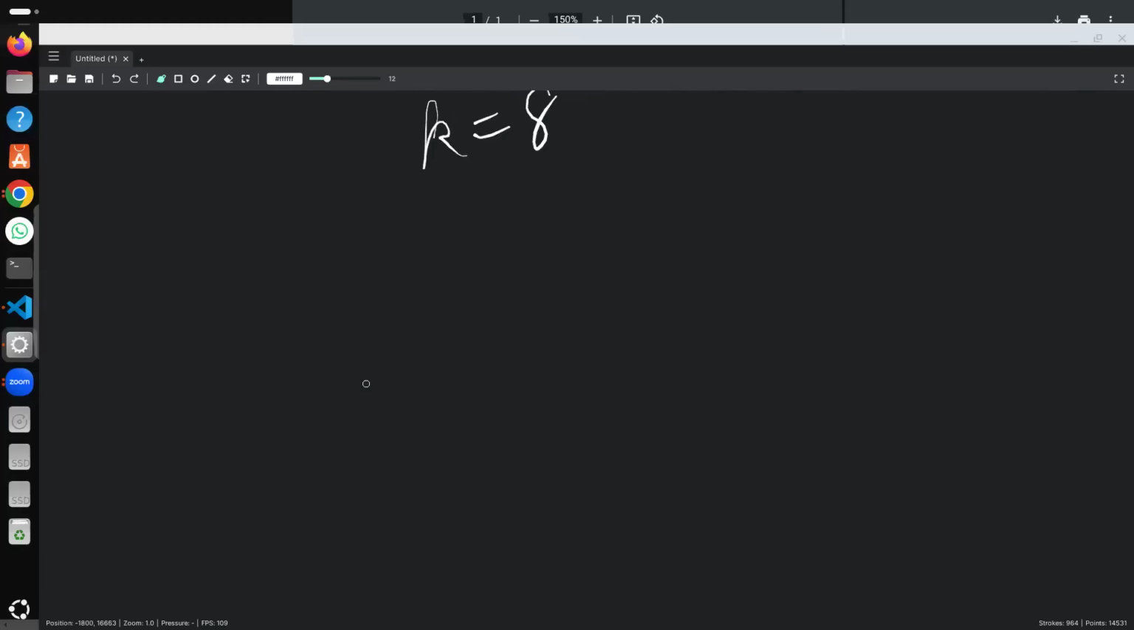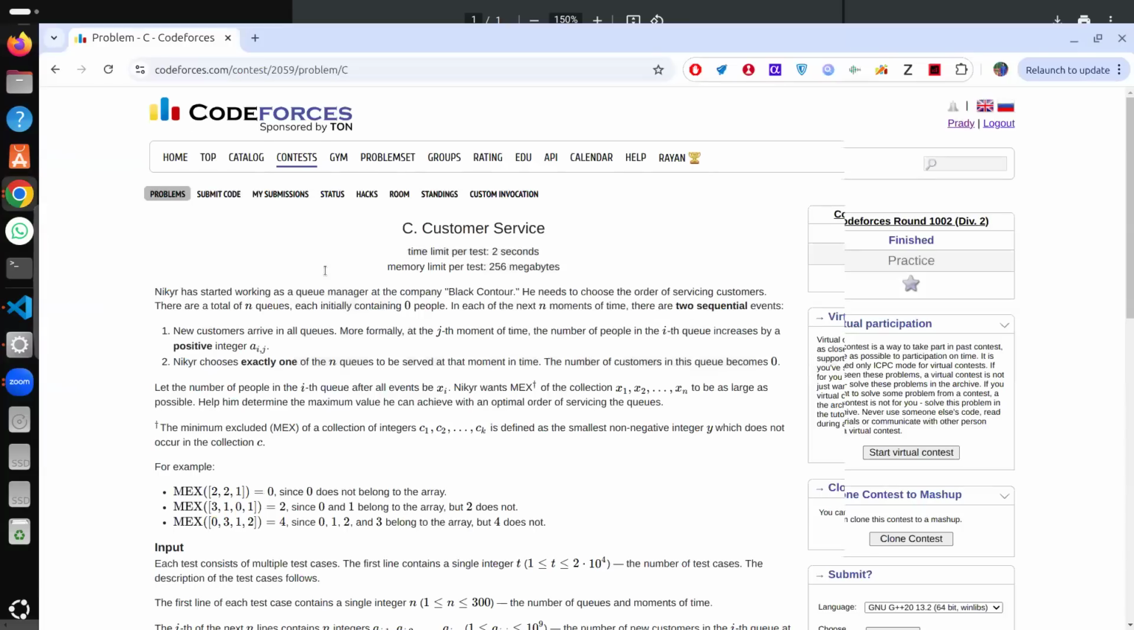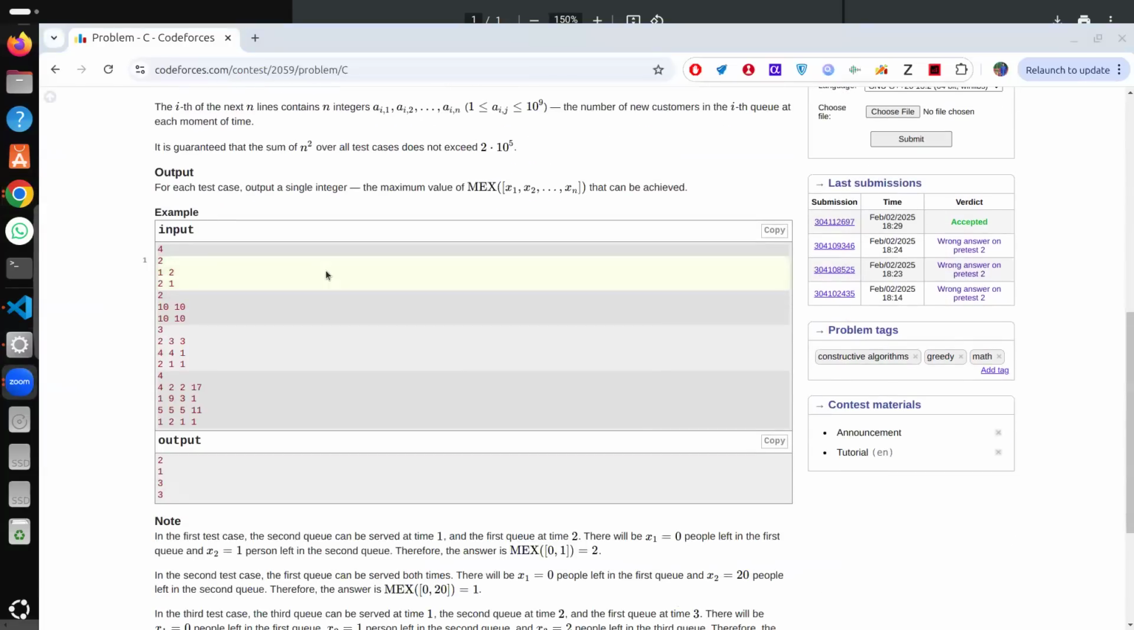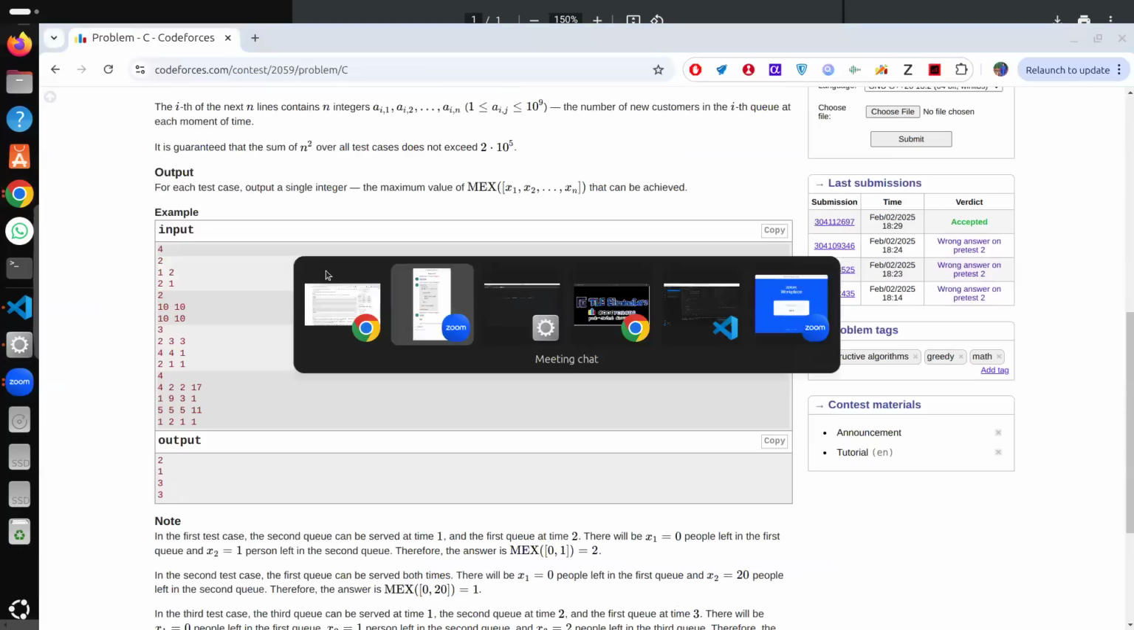The problem says that there are n queues. Let's say n equal to 5. Then there are n queues, right? So let's say currently there are 5 queues and some customers are in a queue. Now we have been given a matrix where Aij denotes that at the jth moment, in the ith row, Aij customers will appear.